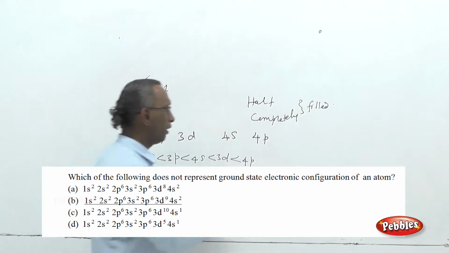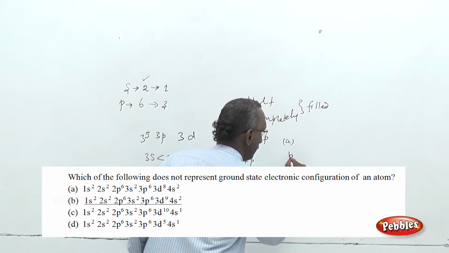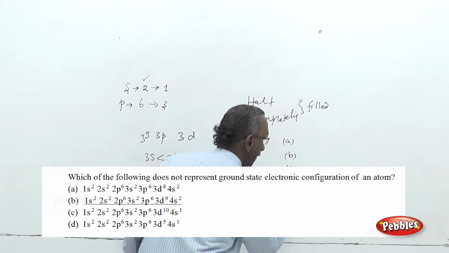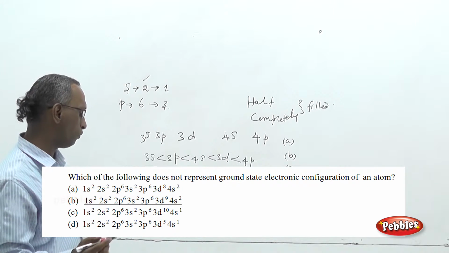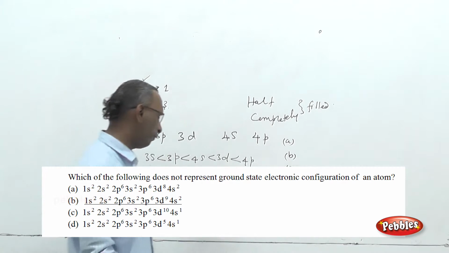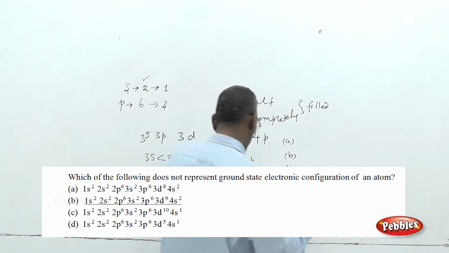So the 4 choices vary only in the valence configuration. Valence configuration means outermost configuration. 1, 2 are inner configuration. 3 and 4 are outer configuration.